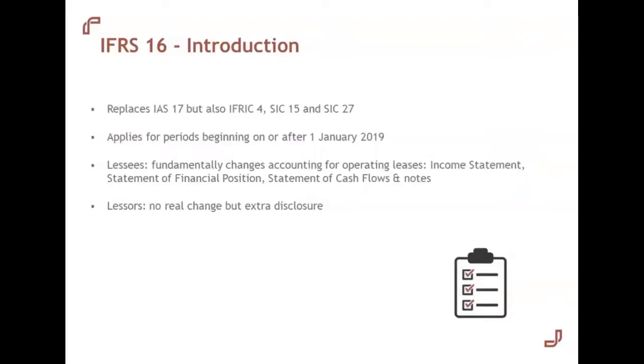Under current rules, lessees account for leases as either operating leases through the income statement or finance leases through the balance sheet, which can produce different results for what appear, on the face of it, to be similar lease transactions. Lessees are expected to be significantly affected by the new standard, whilst lessors will largely be in the same place.